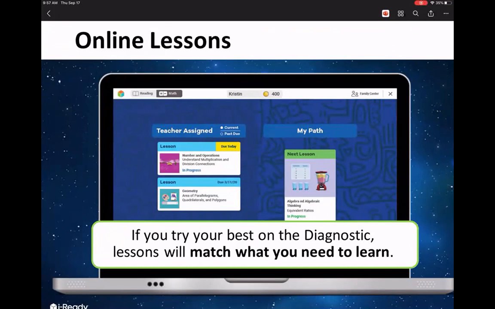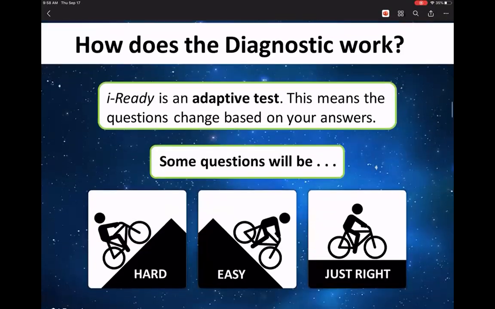So when you're doing the My Path, that's specifically focusing on how you do on your diagnostic. The teacher assigned are what I give you, okay? So let's say we're doing, like we've been doing now, dividing decimals, okay? Well, I'm going to find the iReady lesson on dividing decimals, and I'm going to assign it to you guys, okay? And there's 2 sides. So whenever I give you a lesson for iReady and I tell you do your iReady for homework, it's usually under the teacher assigned, all right? So how does the diagnostic work?